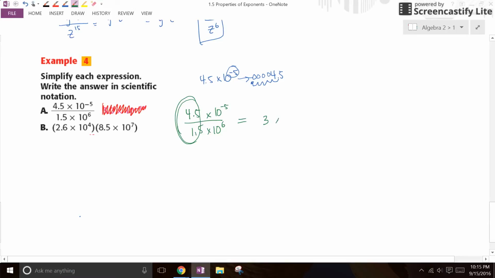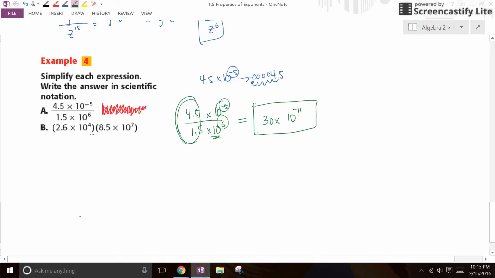And then I can deal with the exponents. Times 10 to what power? Well, if you have the same base, you subtract those powers. So what is that? A negative 5 minus a 6? That's a negative 11th power. And so there would be your answer. Now, sometimes you've got to make sure that with scientific notation, remember the decimal comes after the first digit. So this would be 3.0 if you like. And that looks pretty darn good.